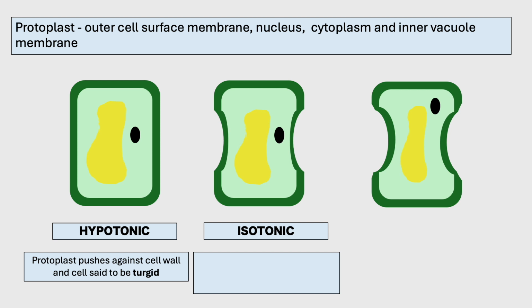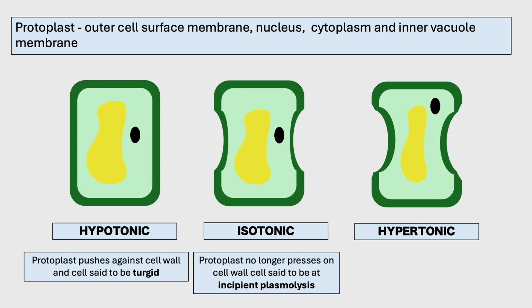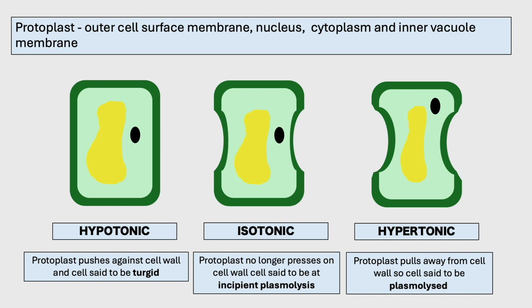In isotonic solution, the protoplast no longer presses on the cell wall, so the cell is said to be at incipient plasmolysis. In hypertonic solution, the protoplast pulls away from the cell wall, so the cell is said to be plasmolyzed.